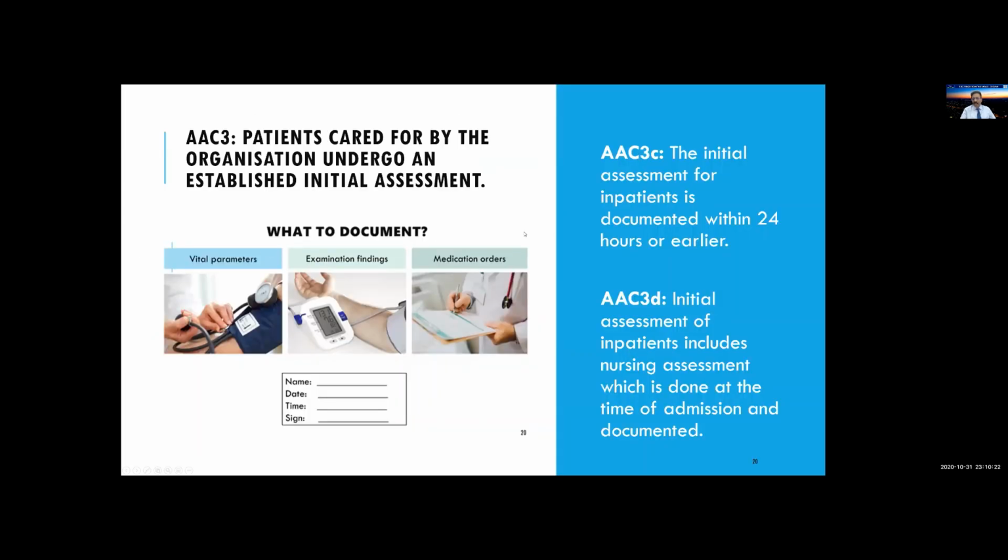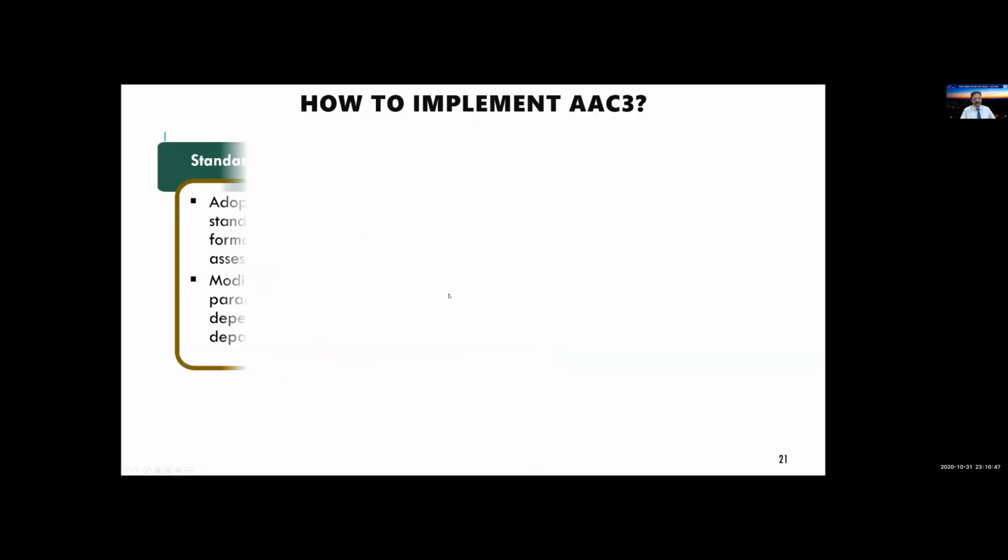And the initial assessment should also be done within 24 hours. And that should include general nursing, general parameters, as well as nursing assessment. So you should document vital parameters and the examination findings, like a general examination, particularly respiratory rate and CVS. And if there is medication related to the general treatment, you need to mention that in the case record.